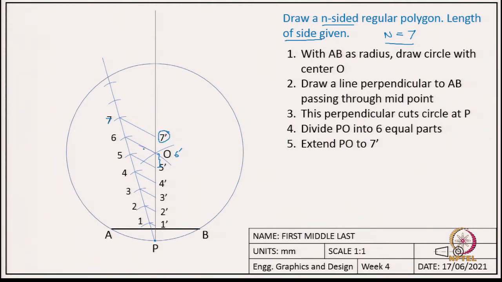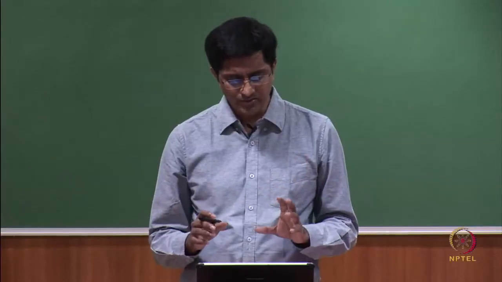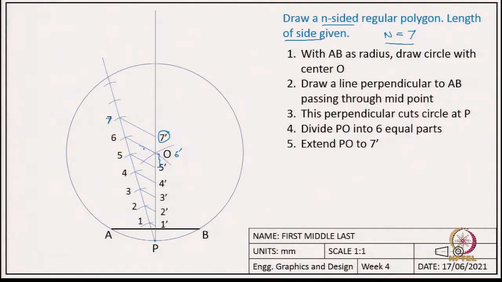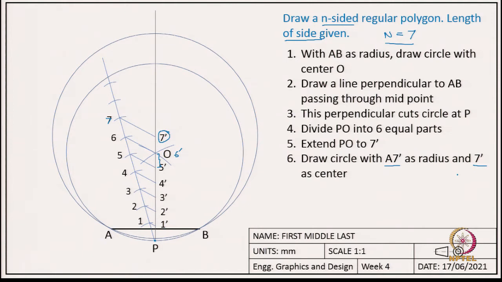Okay. So, what we have now done is we have 7 equal parts of this line 7O. We have extended it for one extra unit to accommodate the 7th part. Okay. Now comes the final 2-3 steps. Now we draw another circle with 7 prime as the center. And what is the radius? The radius is 7 prime to A. So, A7 prime is the radius and the center is at 7 prime. So, this is the circle which we have drawn in step 6.